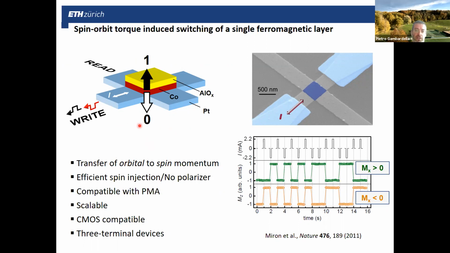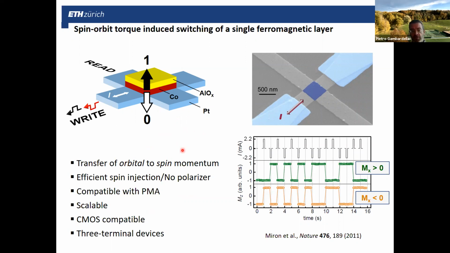And so what is actually occurring in such a system is that the current is transferring orbital to spin momentum to the magnetic system. And that allows for switching the magnetization of a ferromagnet without the need of a second ferromagnet to polarize a current. And all this is compatible with standard material systems that are already used in, for example, magnetic memories, etc. Okay, so this can be done.